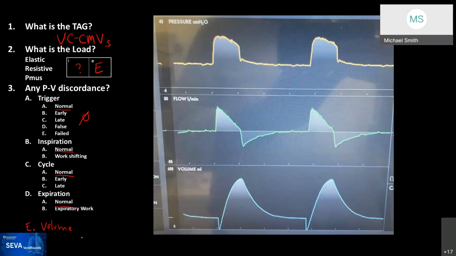And as far as the volume waveform goes, it's a pretty sizable leak somewhere in the circuit. I'm not exactly sure where. And going back to the load again, I could be convinced that it's more resistive than elastic. So I'm going to change my stance to resistive instead of elastic.